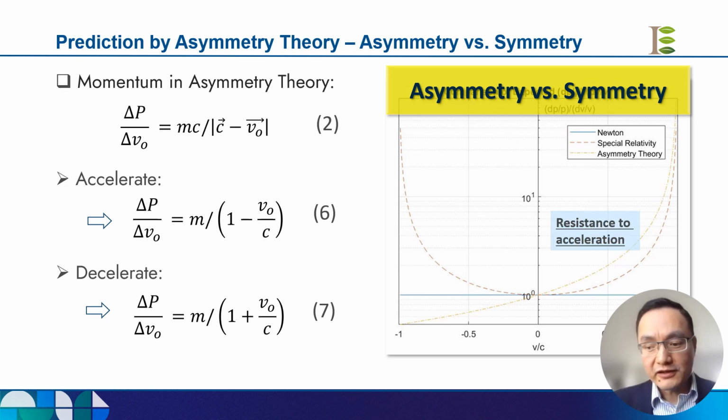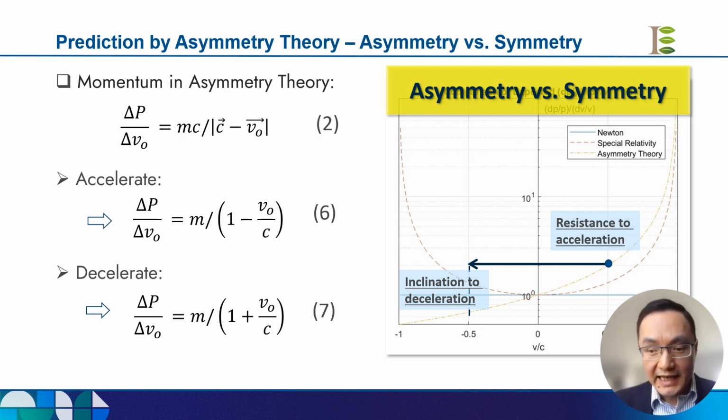Asymmetry theory predicts that it's harder to accelerate a particle at high speed, but when you are trying to decelerate a particle at high speed, it's actually easier, not harder. So inclination to deceleration, that is the prediction of asymmetry theory, which is different from other theories.